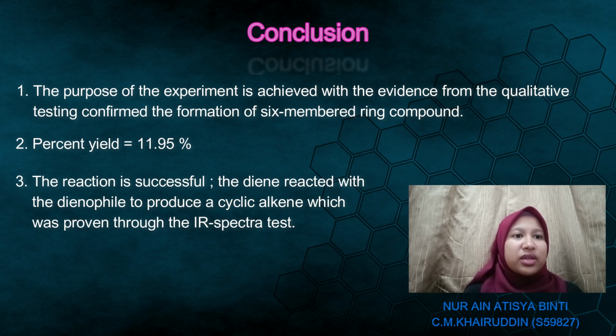A diene reacts with a dienophile to produce a cyclic alkene. This was shown to be true through the IR spectra test and the melting point of the product of the reaction. As expected, as the product was further reacted, it became more purified.